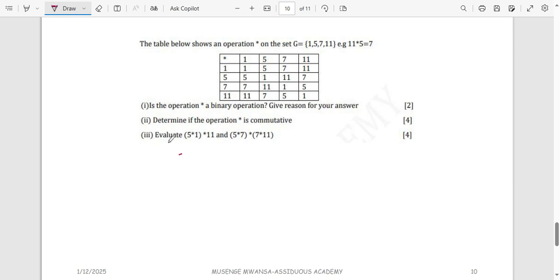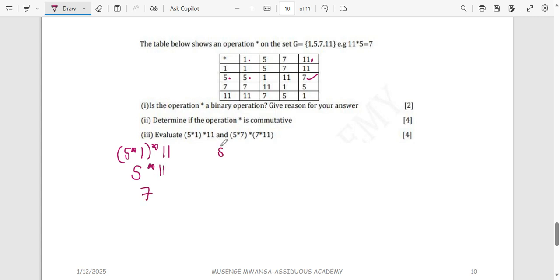All right. And then the question is saying, number 3, evaluate 5 star 1 star 11 and the other one. So let's start with the first. We want to evaluate 5 star 1 star 11. So start with 5 star 1. You can see 5 is here, star 1 is here. You can see the answer is 5. So 5 star 1 is 5, but remember I've got star 11. So we have now 5 star 11. 11 is there. You can see the answer is this one. So the answer is 7.